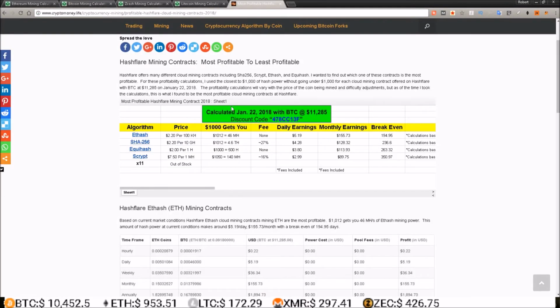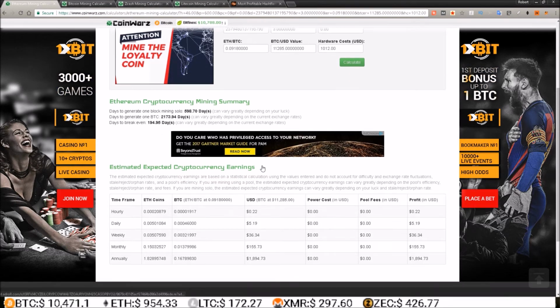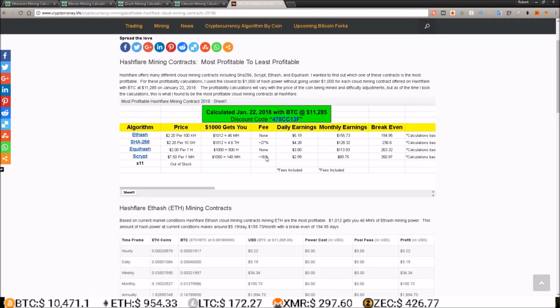Now do note, for all these contracts, this was calculated yesterday, January 22nd, 2018, with a BTC price of $11,285. That was the price set for all these contracts. And based on that, the most profitable contract was the Ethash contract. $1,012 gets you 46 mega hash with no fee. These contracts have a break even of 194.95 days. And they make $5.19 daily, $36.34 weekly, $155.73 monthly, and $1,894.73 yearly.